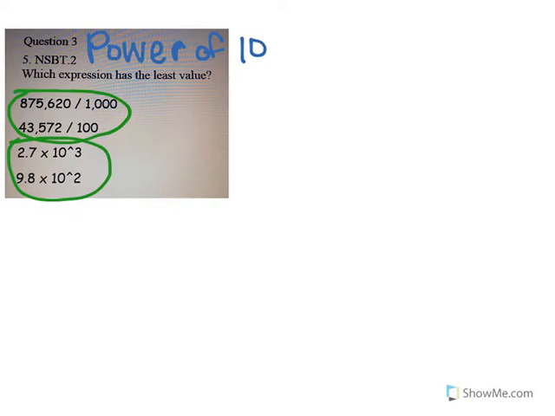And what the power of 10 is, anything times 1 is that number. So I'm looking at all of these as 1. And then my power of 10 is the zeros. It's going to make my number bigger or smaller according to my operation. So now that I know I'm working with the powers of 10, I'm going to work each one out and see which one is the least value. So here we go.